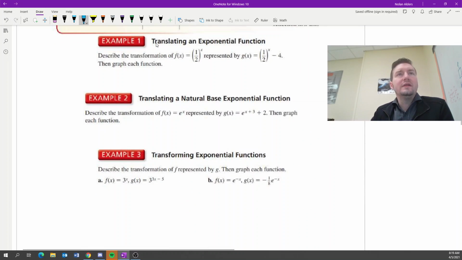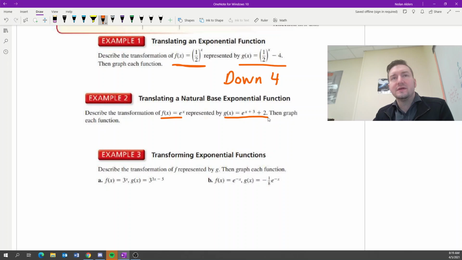So what is the transformation? If this is the transformation and this one was the original, what did we change here? Well, the (1/2)^x is just the original function. But then we have a -4 on the end. So we would say that this -4 means that we're moving down 4. So remember, if it's on the end, it's up and down. All right. Okay, here's our original, e to the x, and then here is our transformation.